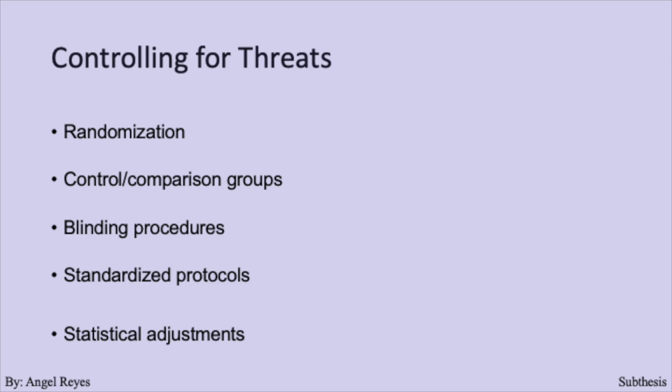Standardized protocols ensure consistent implementation of interventions and measurements throughout the study. When perfect design controls aren't possible, statistical adjustments can help account for known confounding variables. The most robust studies employ multiple strategies to address different threats, recognizing that internal validity exists on a continuum rather than as a simple present or absent quality.